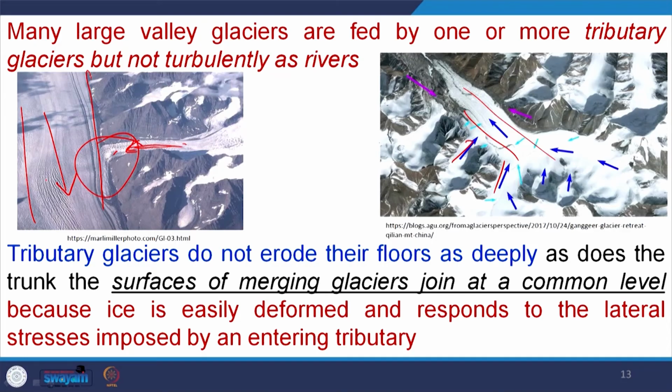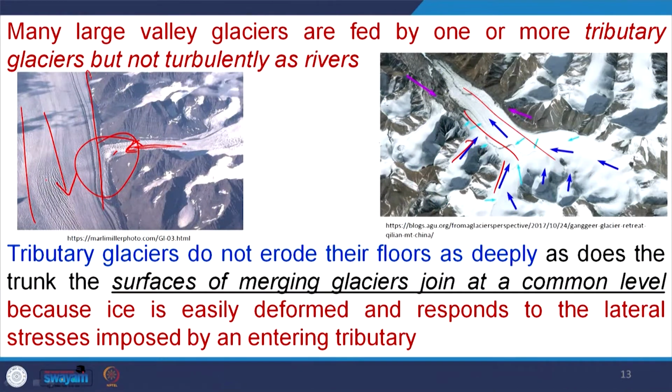Many large valley glaciers are fed by one or more tributary glaciers, but not turbulently as rivers. This is a very interesting fact. There are two different levels: the tributary glaciers remain at a higher level, and the trunk glaciers remain at a somewhat lower level. Though they contribute their ice from a higher level to a lower level, at the confluence the level is the same. This is due to deformation, meaning the glacier can easily be deformed so that the levels become equal.